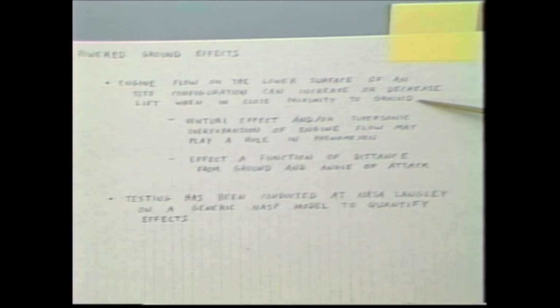Now another very important contributor to lift is ground effects. Most aerodynamicists are pretty familiar with just the classical unpowered ground effects of having a trapped vortex near the ground. But engine flow, powered ground effects can also be very important. The engine flow is on the lower surface of the vehicle, at least in our baseline design there, and it can increase or decrease lift depending on how close you are to the ground and angle of attack and other things like that.